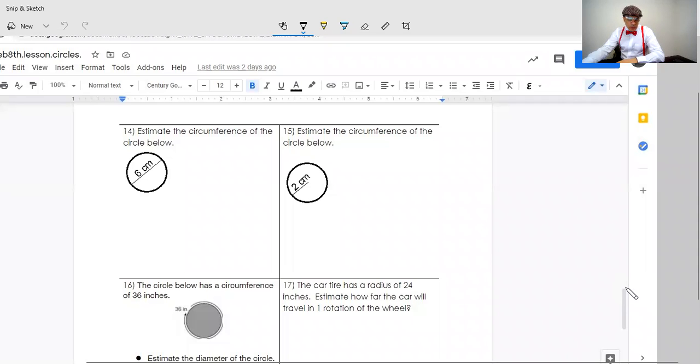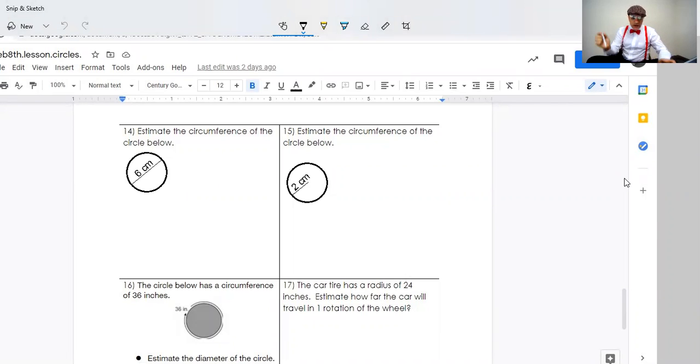Okay, so I'm going to record a couple examples we did today on area and circumference of a circle. Okay, so let's see here. Number 14 says, estimate the circumference of the circle below. Okay, so let's look at this one here.